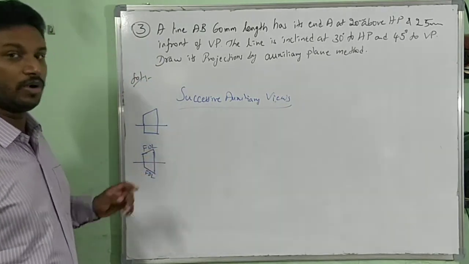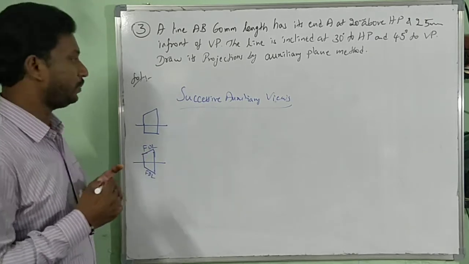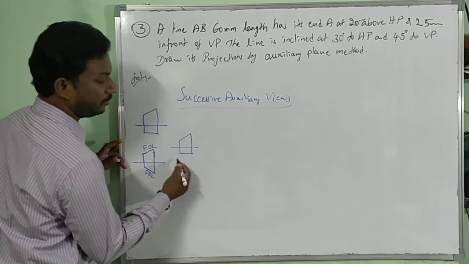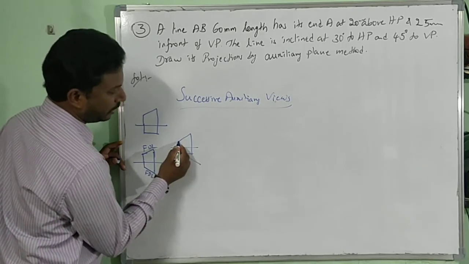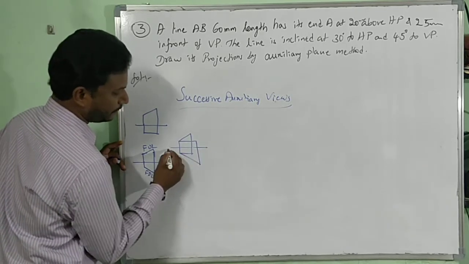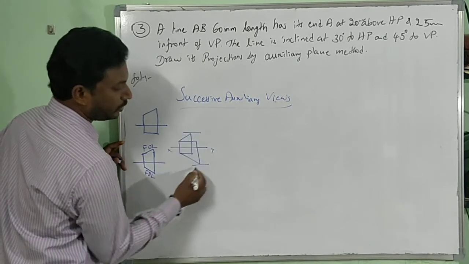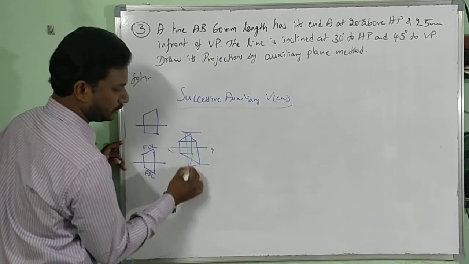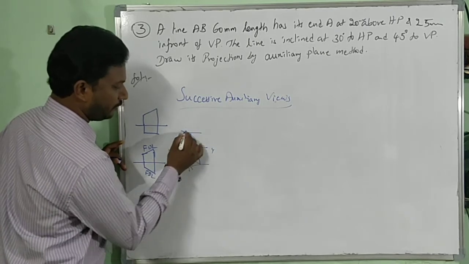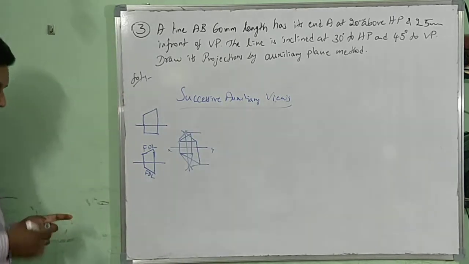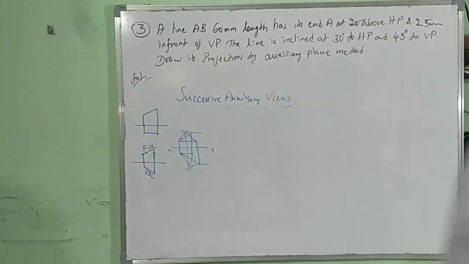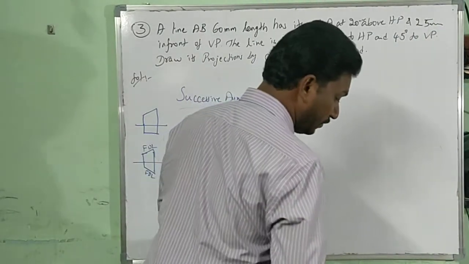You remember how you solved a line inclined to both the planes? We first assumed the line inclined to one plane and parallel to the other. From here we have the second case. Locus lines, projectors, final diminishing in top view, final diminishing in front view. In the same way, case 1, case 2, case 3, we are supposed to use successive auxiliary views.